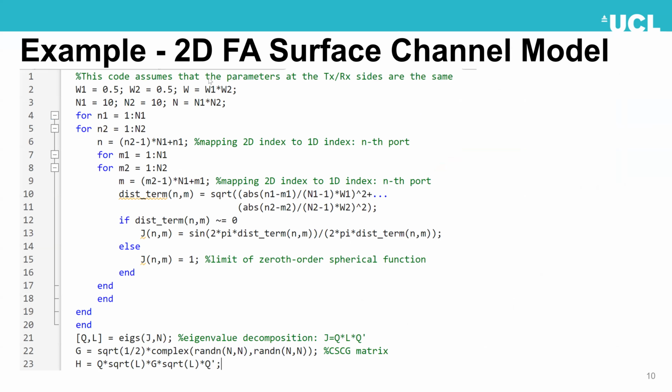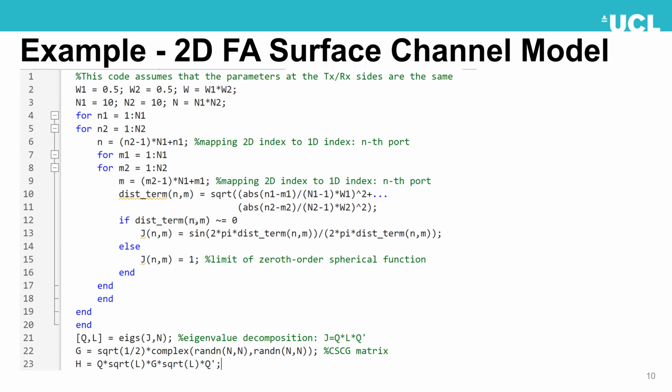Okay, so this is the example for the 2D fluid antenna surface channel model. This code assumes that the parameters at the transmitter and receiver sides are the same. Now, because we consider a 2D fluid antenna surface, we have W1 and W2. This gives us W. And similarly, we have N1 and N2. This leads to N. Then we need the mapping function to map the indices. And with that, we can calculate the distance of the ports.